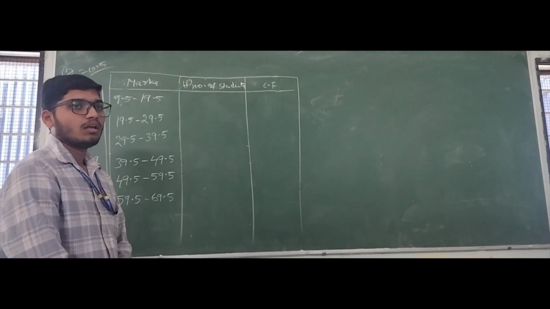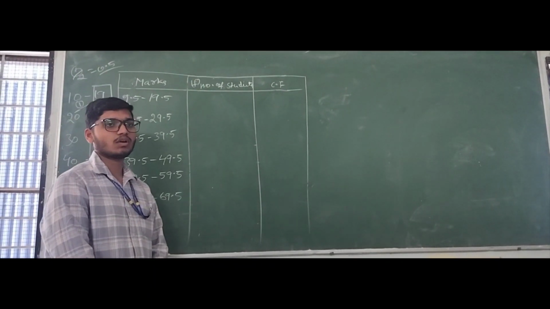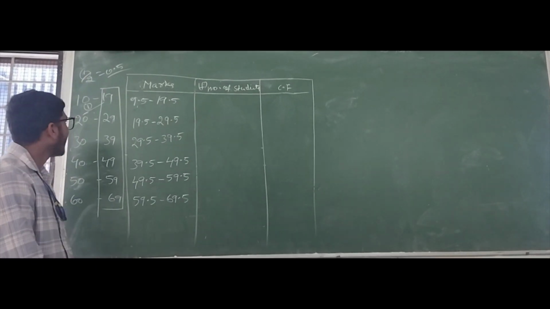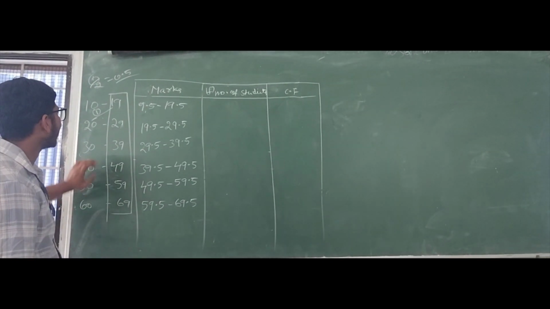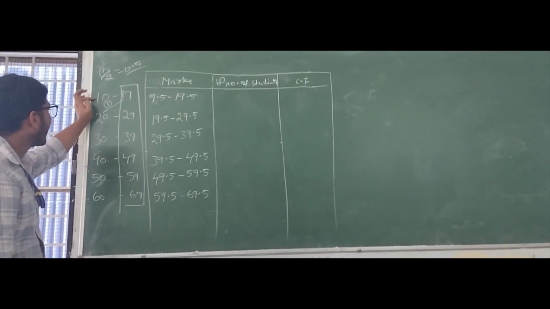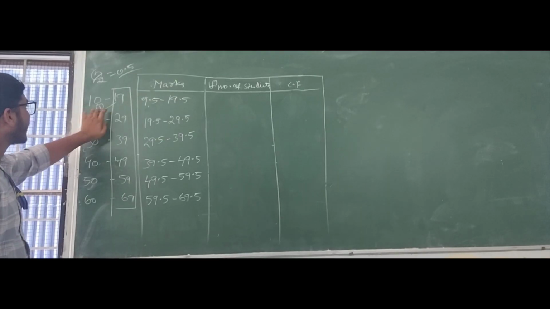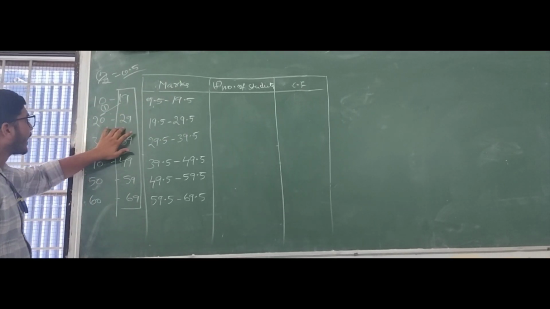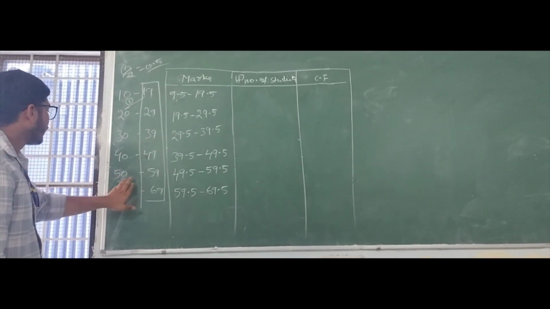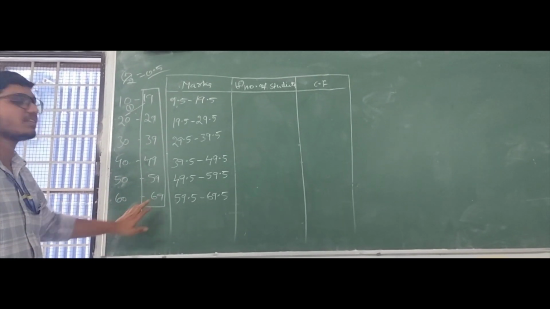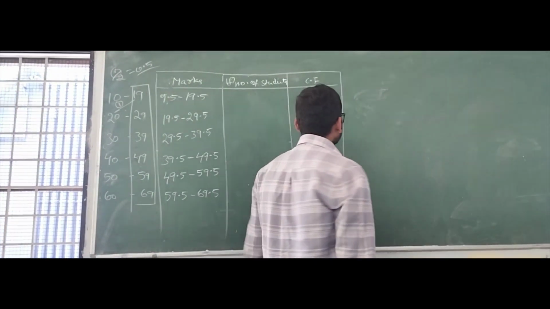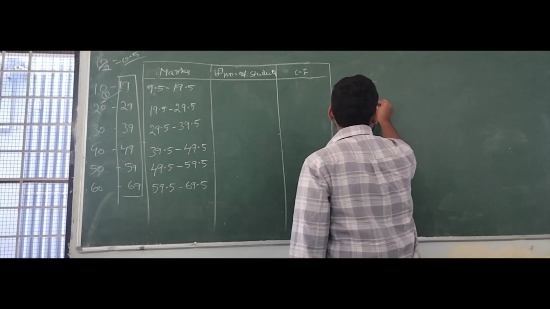Let us discuss the median in the inclusive method. We have the data: the marks of the students in a class, represented as class intervals. The given class intervals are 10 to 19, 20 to 29, 30 to 39, 40 to 49, 50 to 59, 60 to 69. In the given class intervals, we have a one unit gap.